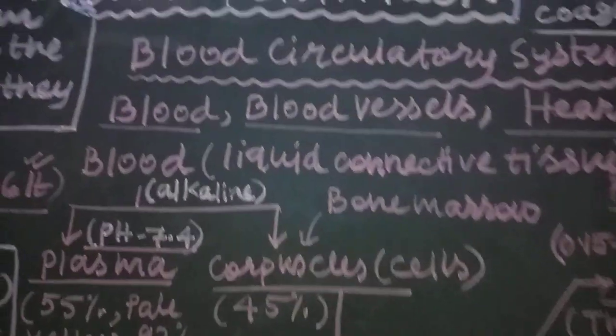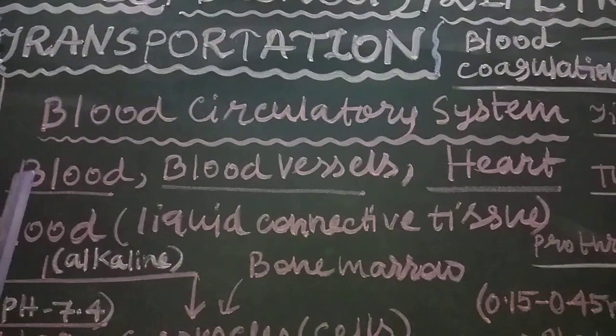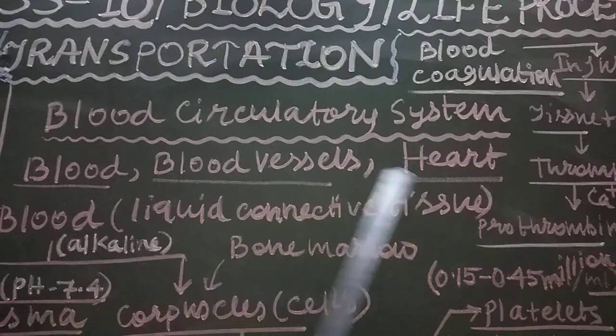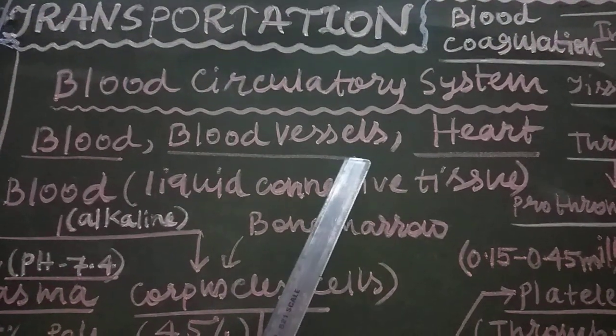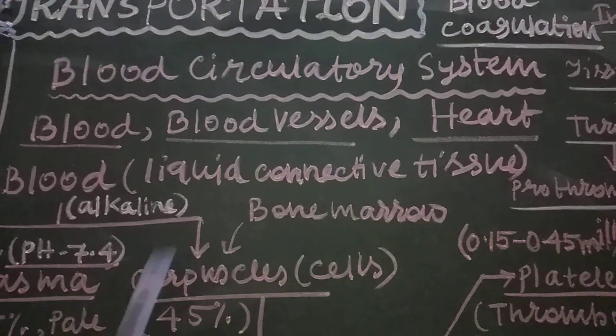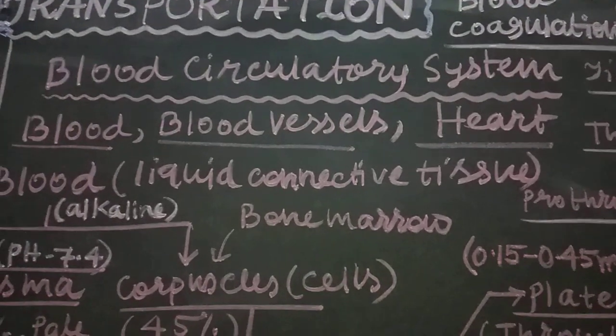Now we are going to discuss the blood circulatory system. Here you can see that the blood circulatory system is mainly made up of three constituents: blood, blood vessels and heart. Heart is the pumping organ which pumps the blood from the place of origination to different parts of the body through the blood vessels. But before that we are going to discuss blood first.